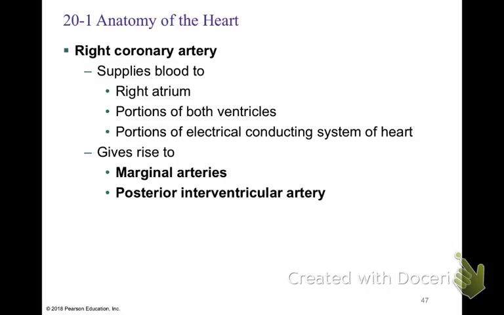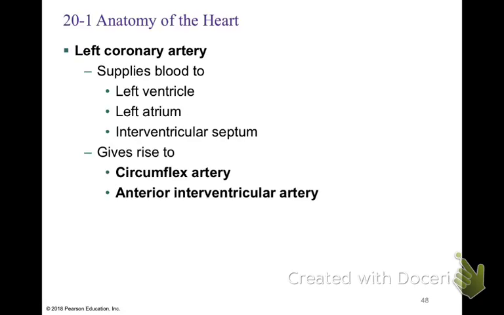So the right coronary artery obviously supplies blood to the right side. The right atrium, and then the right side can include portions of both ventricles and part of the conducting system, which is just heart tissue. We'll talk about that later. There are marginal arteries. These are arteries that run down the side or margin of the right side of the heart, and also a very large posterior interventricular artery, which are branches of the right coronary artery.